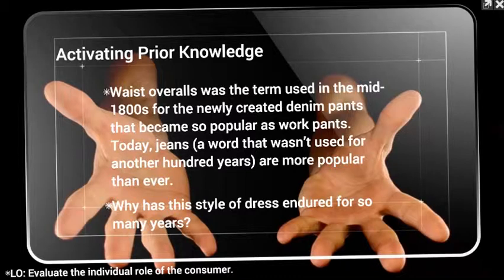Waist overalls was the term used in the mid-1800s for the newly created denim pants that became so popular as work pants. Today, jeans, a word that wasn't used for another 100 years, are more popular than ever. Why has this style of dress endured for so many years?